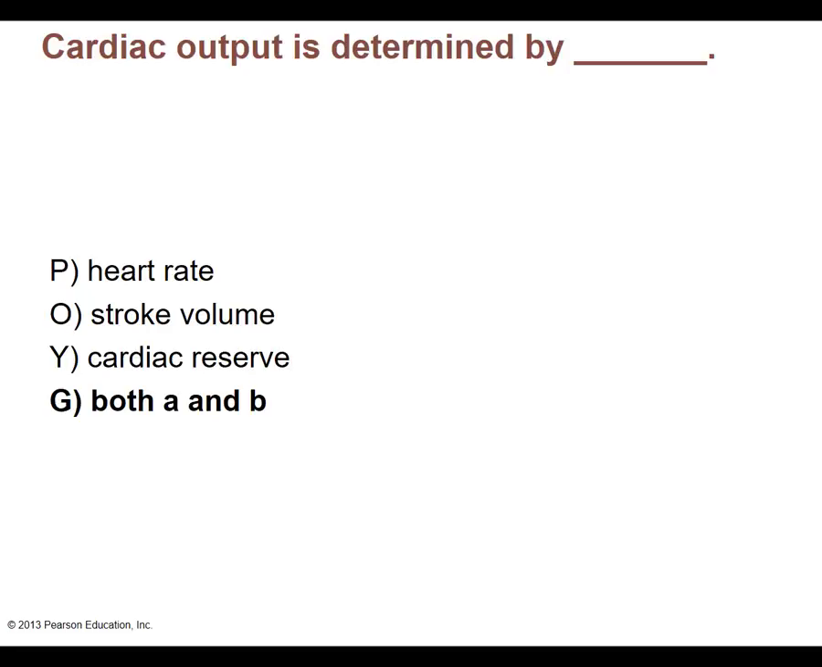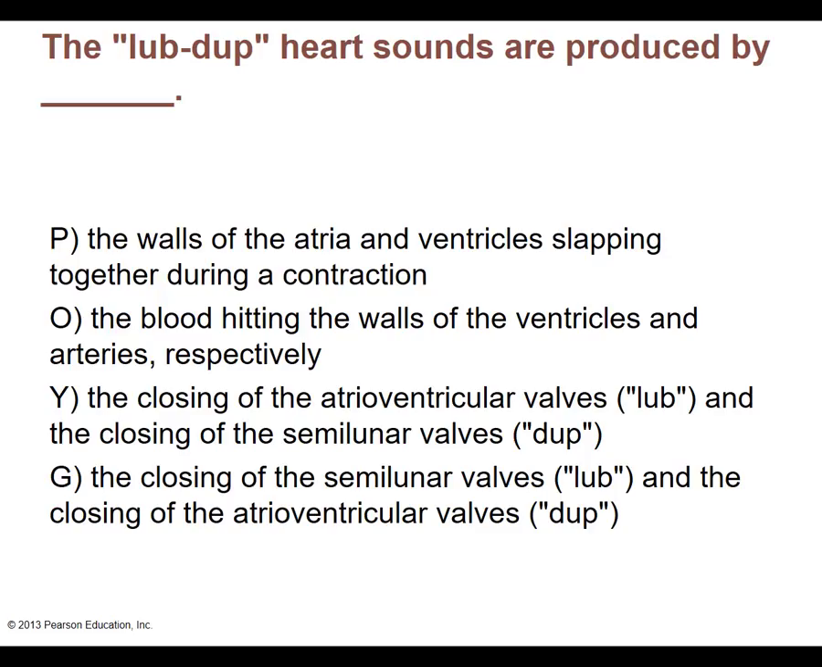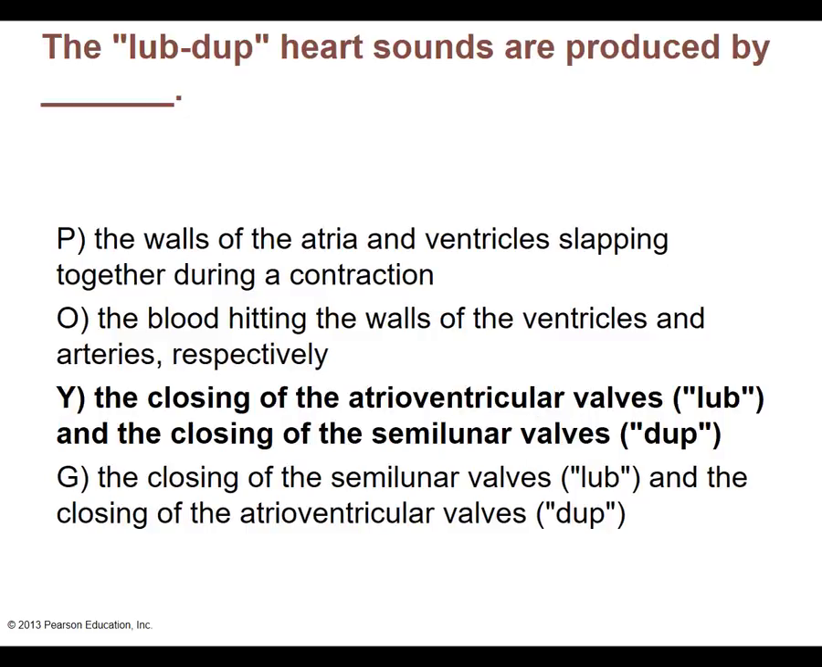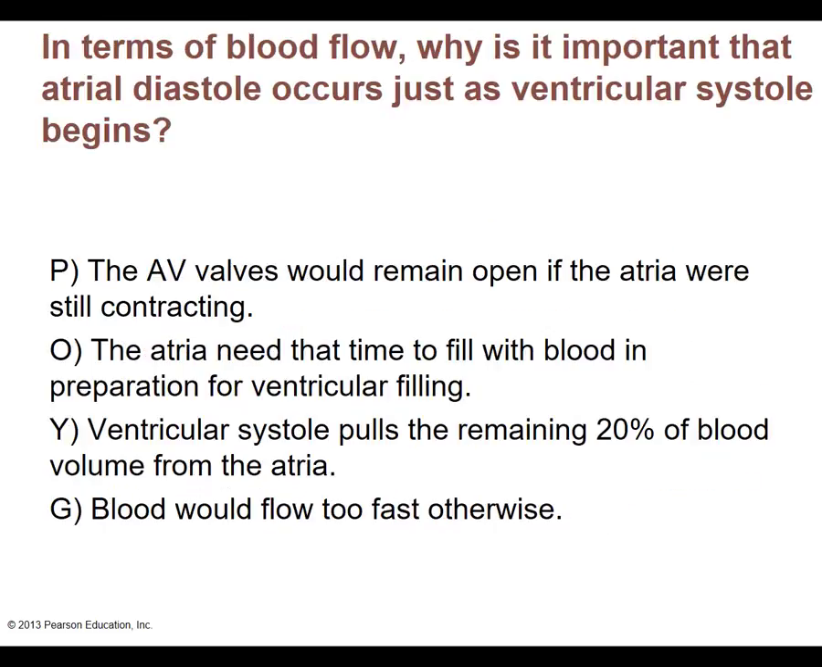And then the lub-dup heart sounds. If you're listening to someone's heartbeat, there are the two sounds, produced by the closing of the atrioventricular valves, the first, and then the closing of the semilunar valves, the second, the lub and the dup. And the last question, in terms of blood flow, why is it important that atrial diastole occurs just as ventricular systole begins? So atria relaxing just as ventricles are contracting, and it's because the atria need time to fill with blood in preparation for ventricles to fill with blood. So the atria need to relax and fill with blood before the ventricles will eventually fill.